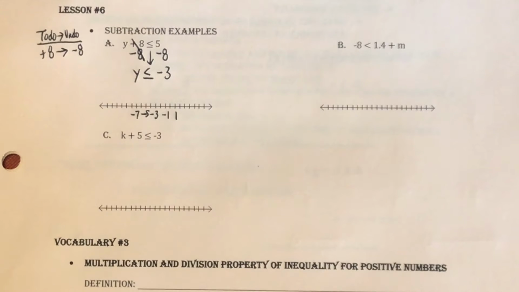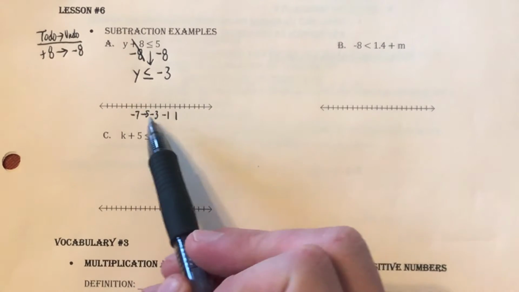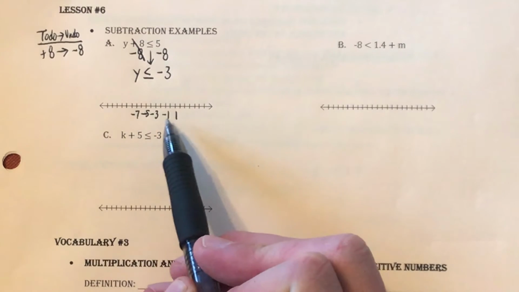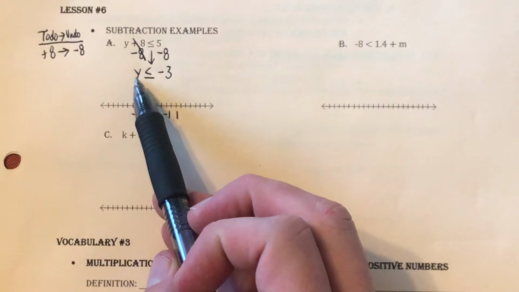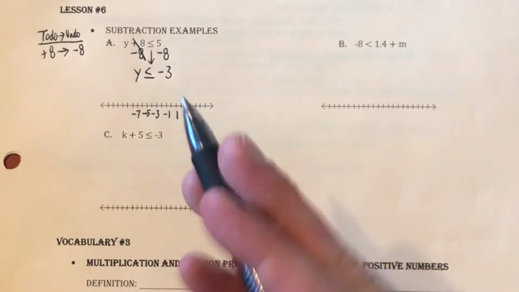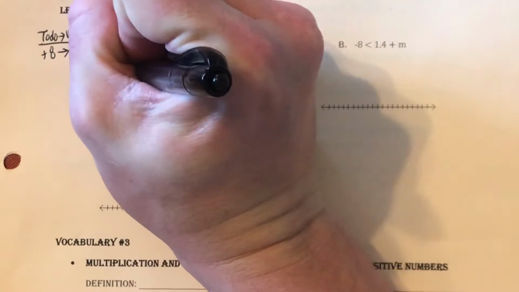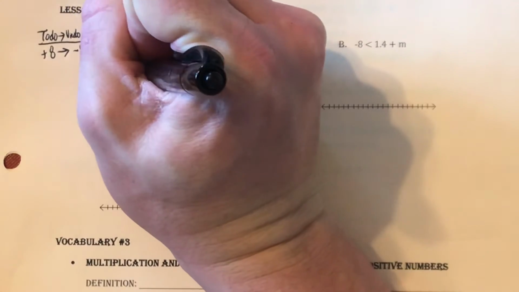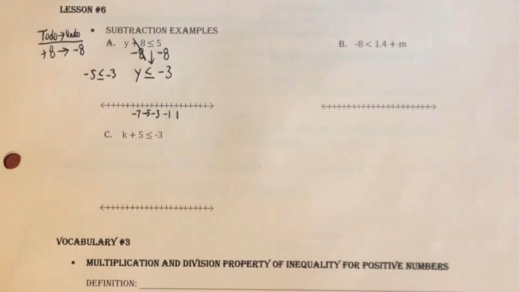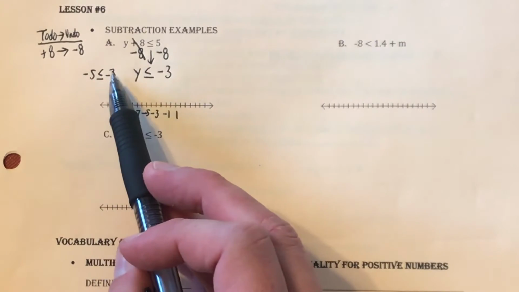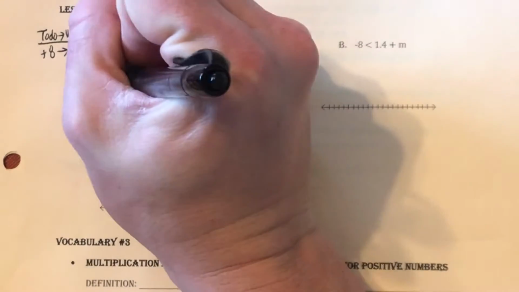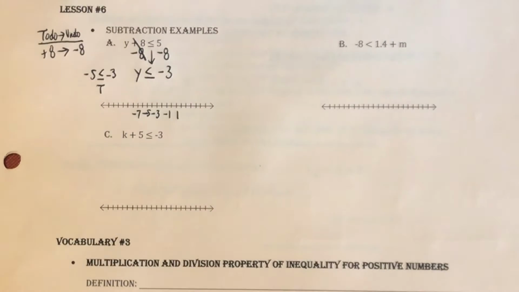So we're good there. Next step, we need to go in and choose a point to the left of negative 3 and then a point to the right. So I'm going to choose first the point negative 5. I'm going to plug that in for y and see if it comes true. So I've got negative 5 is less than or equal to negative 3. Well, is negative 5 equal to negative 3? No, it's not. But is it less than negative 3? It is. So that's true. So that should mean our arrow's going to the left.